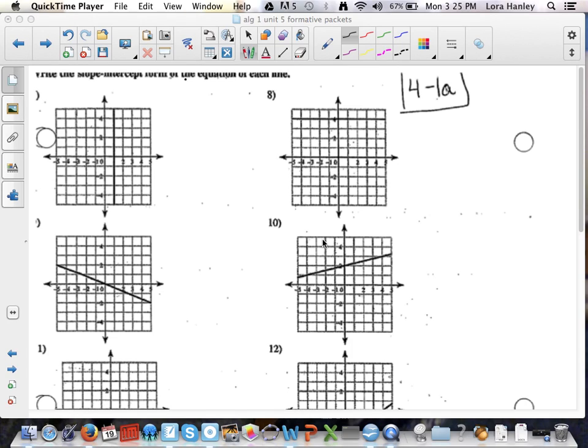Our target is: I can write equations in slope-intercept form given a graph, and we want to look at some different types of lines. So we began talking about slope-intercept form, which is y is equal to mx plus b.